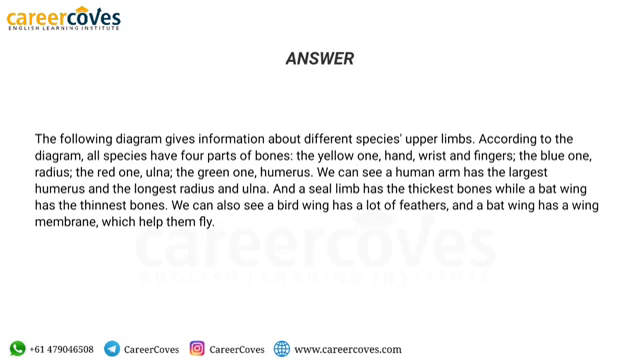And a seal limb has the thickest bones while a bat wing has the thinnest bones. We can also see a bird wing has a lot of feathers, and a bat wing has a wing membrane, which help them fly.